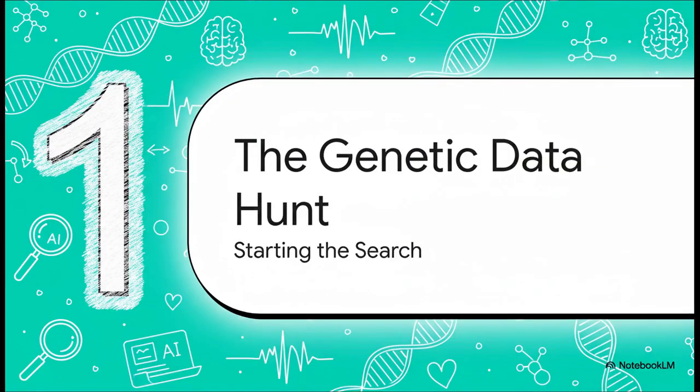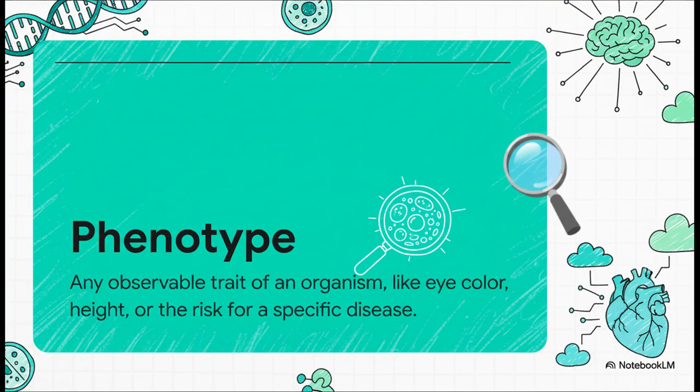To start this genetic data hunt, we have to begin with the basics. First things first, we need to know what exactly we're even looking for. So, in the world of genetics, that what, the thing we're trying to understand, is called a phenotype. It's really just any trait you can see or measure. It could be super obvious, like your eye color or your height, or it can be way more complex, like your specific risk for a disease.